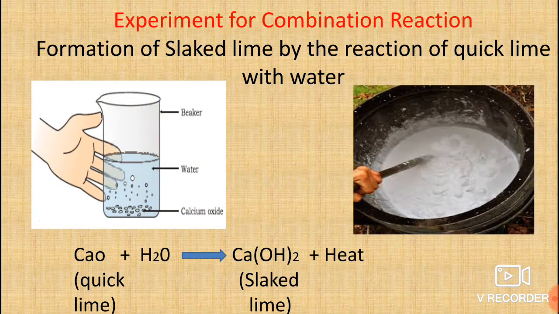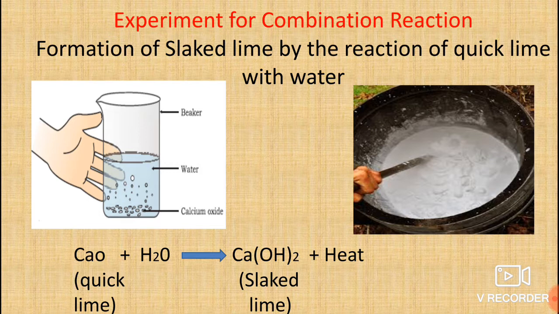Now we'll see the experiment for combination reaction: formation of slaked lime by the reaction of quicklime with water. Take one beaker, add calcium oxide. The calcium oxide is known as quicklime, and after that pour some water into the beaker. Now what will happen? Calcium oxide is going to react with water and it forms a new product that is called calcium hydroxide. This calcium hydroxide is called slaked lime, Ca(OH)2, where we will use this slaked lime.